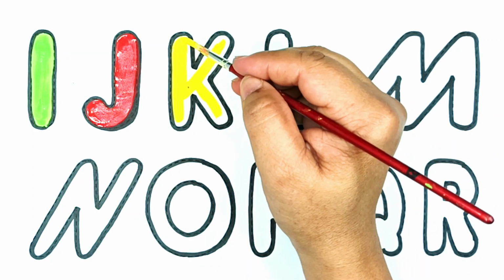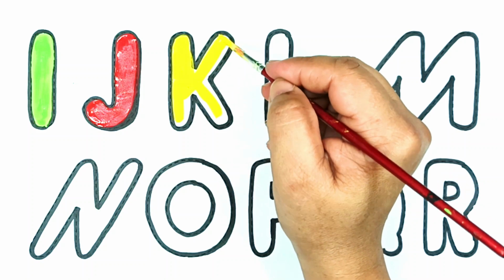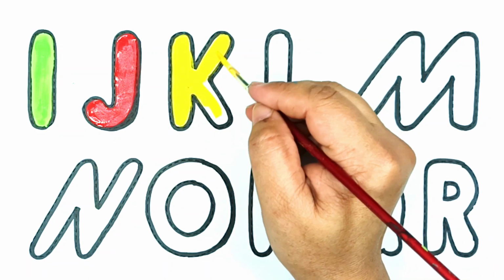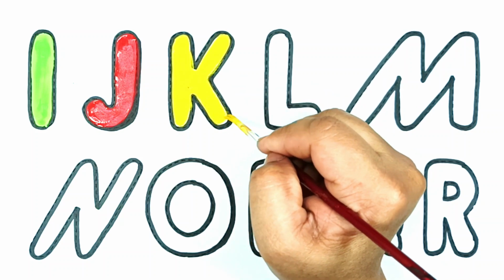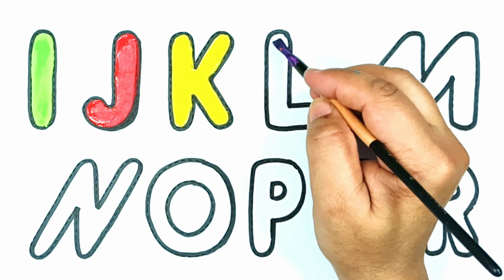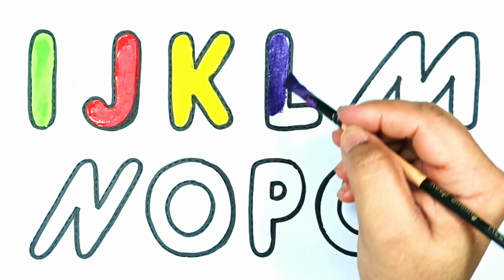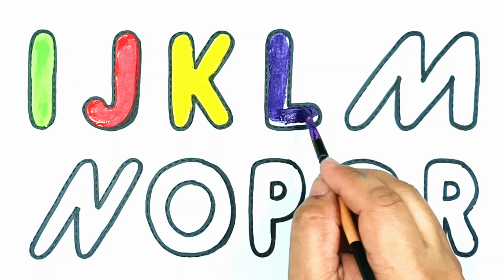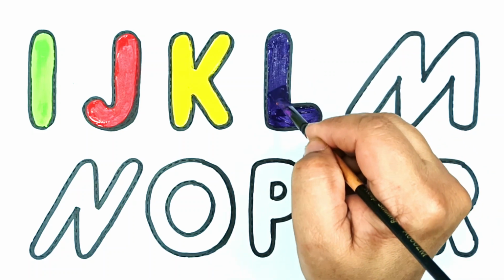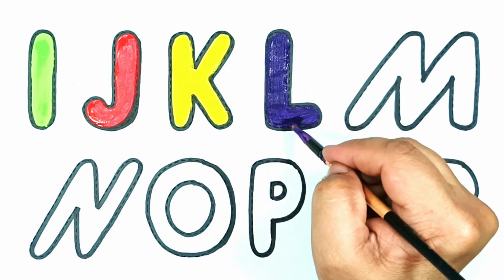K for kangaroo, K for key. K for koala, he's cute and he's brown. L for ladder, L for leaf. L is for lamb, he's prancing around.